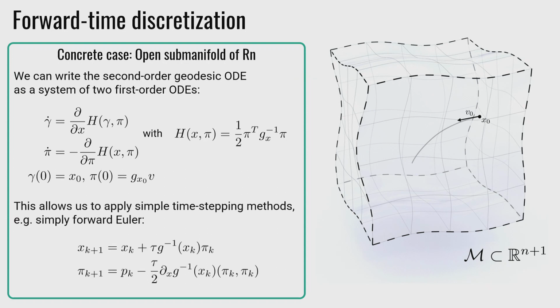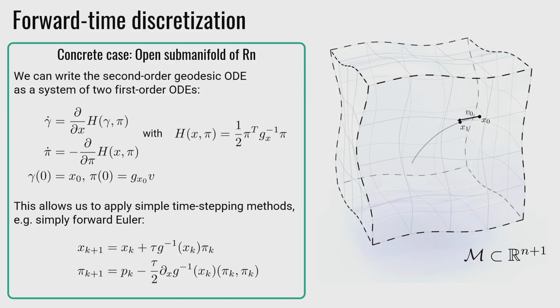And then with this ODE, you can just do very simple things like a forward Euler discretization. So at each point you compute the time derivative explicitly, and then you go a tiny step in this direction, which you can do because you're working on an open submanifold. So we just have changed the metric, but we're still working on the whole space.